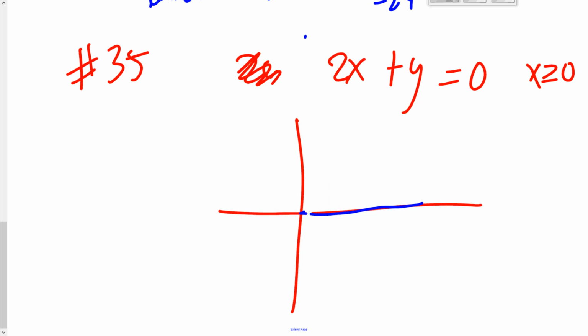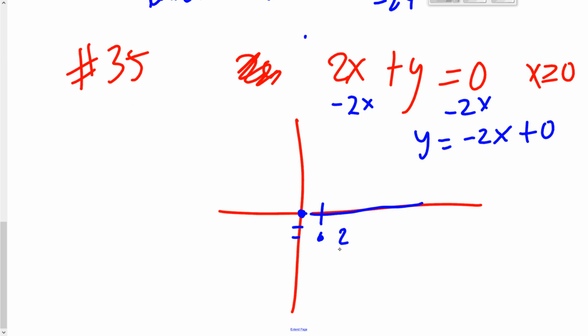Because if we put this in slope-intercept form, y equals negative 2x. So we have negative 2. We go from 0, 0, right? Because we don't add anything here, so our y-intercept is 0. Then we go down 2 over 1, because we rise first and then we run.